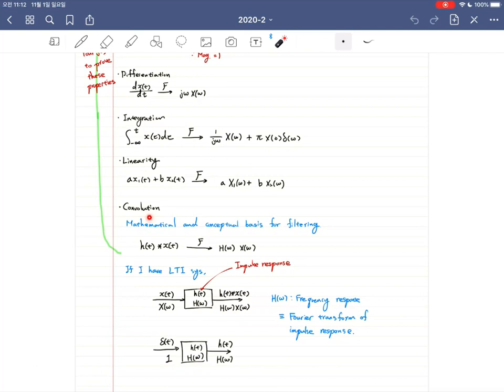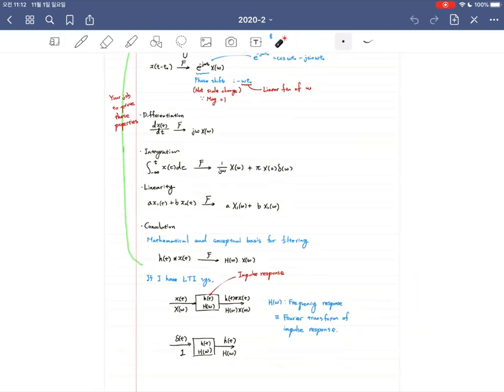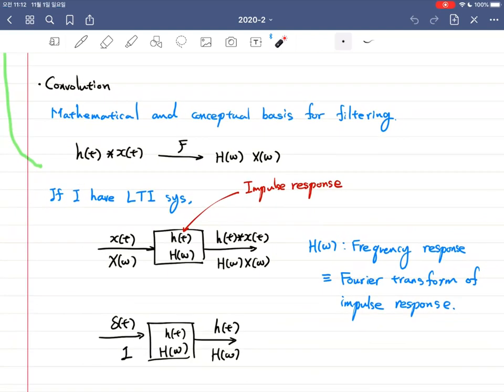And I made an emphasis on this convolution because it's a mathematical and conceptual basis for the filtering, which is a major, very big field, like for the control theory or for constructing a framework for some physical systems. And you have to perform the convolution, which I introduced in chapter 3, to process through the LTI system in the time domain.